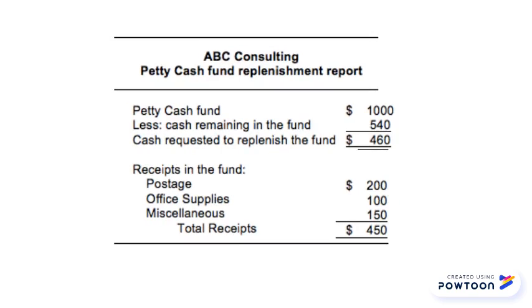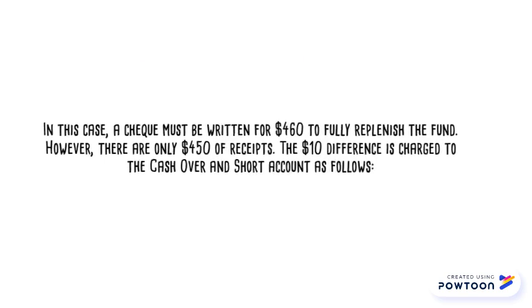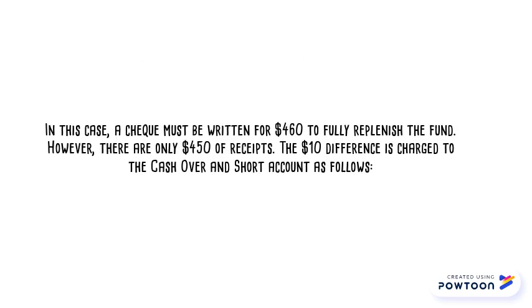To illustrate, assume the same facts as previously, except that Jack counts only $540 of cash in the fund before replenishment. In this case, a check must be written for $460 to fully replenish the fund. However, there are only $450 of receipts. The $10 difference is charged to the cash over and short account as follows.